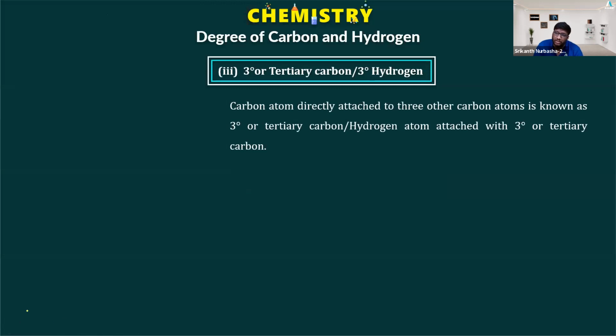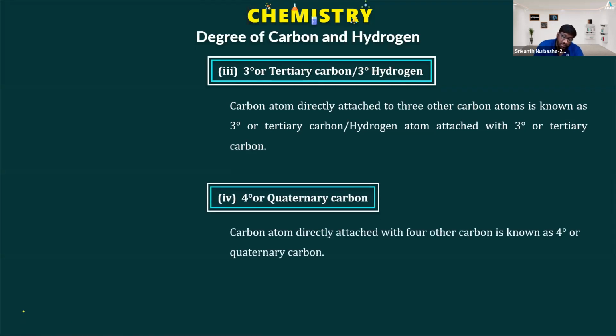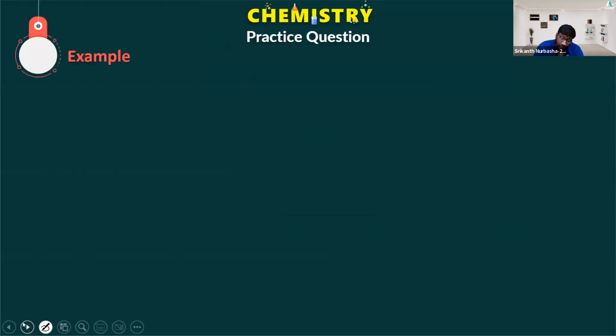Tertiary carbon means the carbon is connected to three other carbons. A carbon atom directly attached to three other carbon atoms is called a tertiary carbon, and the hydrogens connected to it are tertiary hydrogens. Quaternary carbon means a carbon atom directly attached to four other carbons. In that case, there are no hydrogens connected, because the carbon already has four bonds. This is how we can differentiate between primary, secondary, and tertiary carbon atoms.